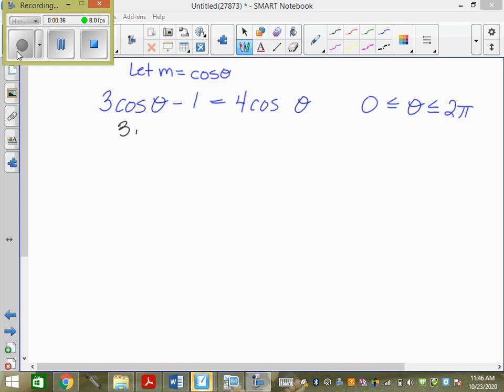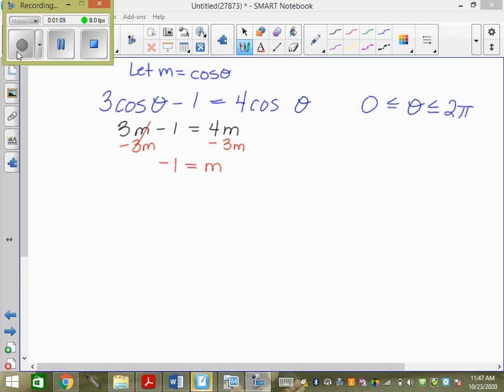So I'm going to get 3m minus 1 equals 4m. Now I need to get m by itself, so what am I going to have to do? Move the 3m by subtracting it. So we have to get the m's together. So I get negative 1 equals m. And now you have to take everything in your being to not box that and move on.